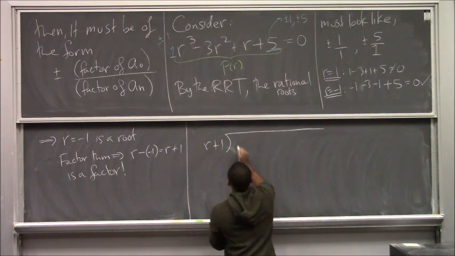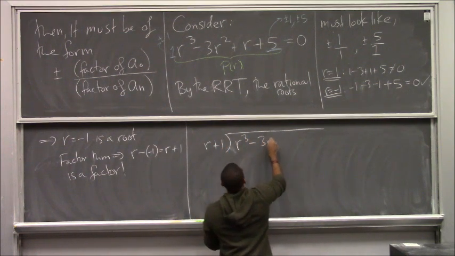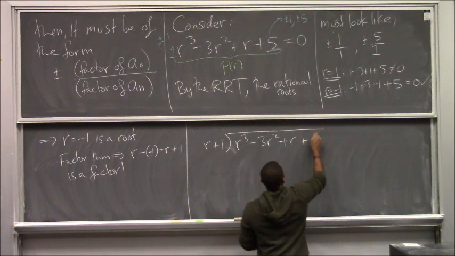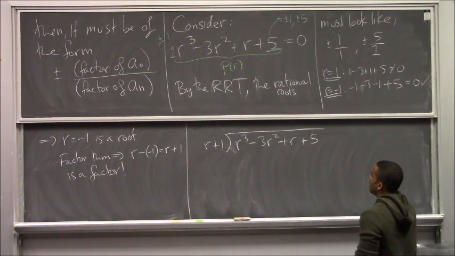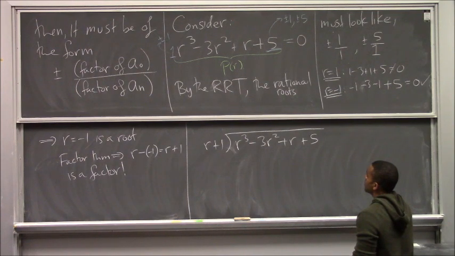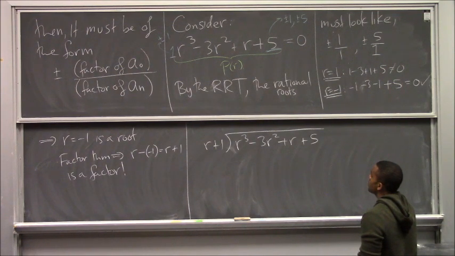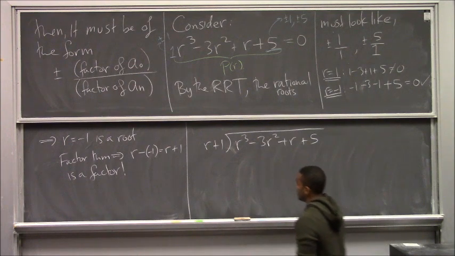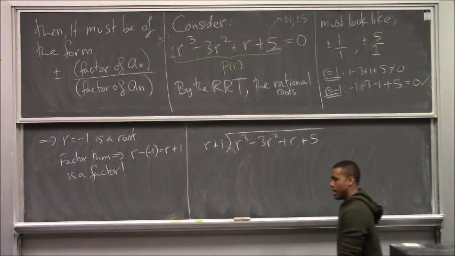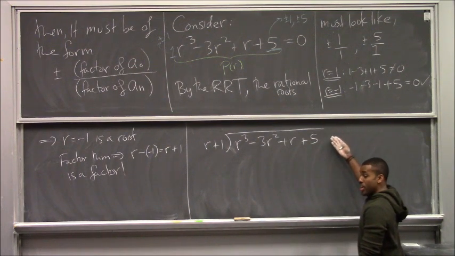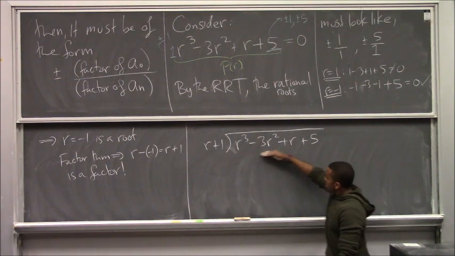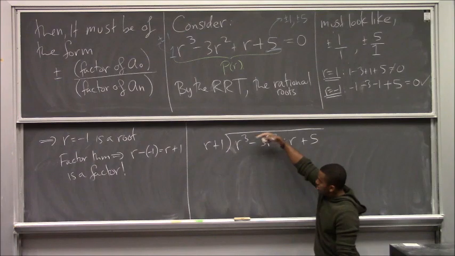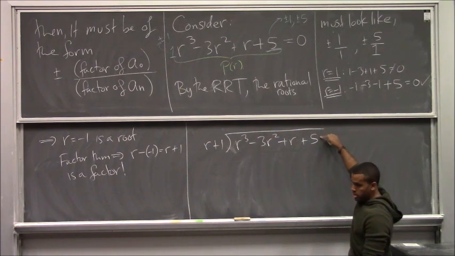So we're going to write this down. Let me just point out here, the way you actually set this up is going to be very important. You need to write things in the descending order of powers, r to the 3, r to the 2, r to the 1, r to the 0.